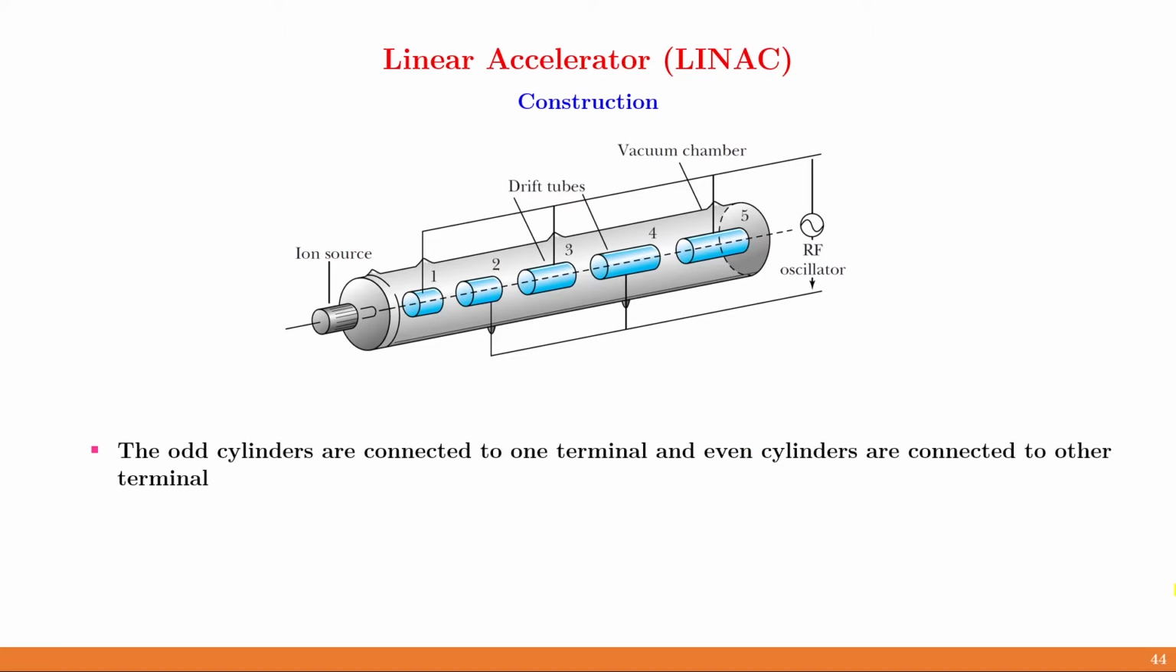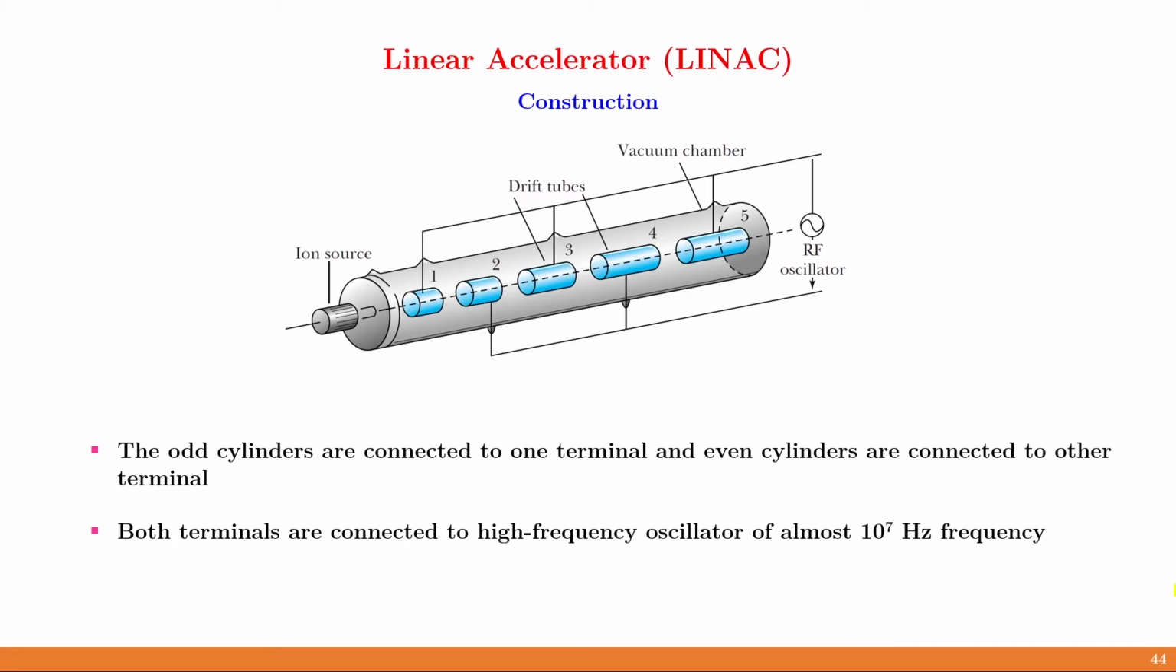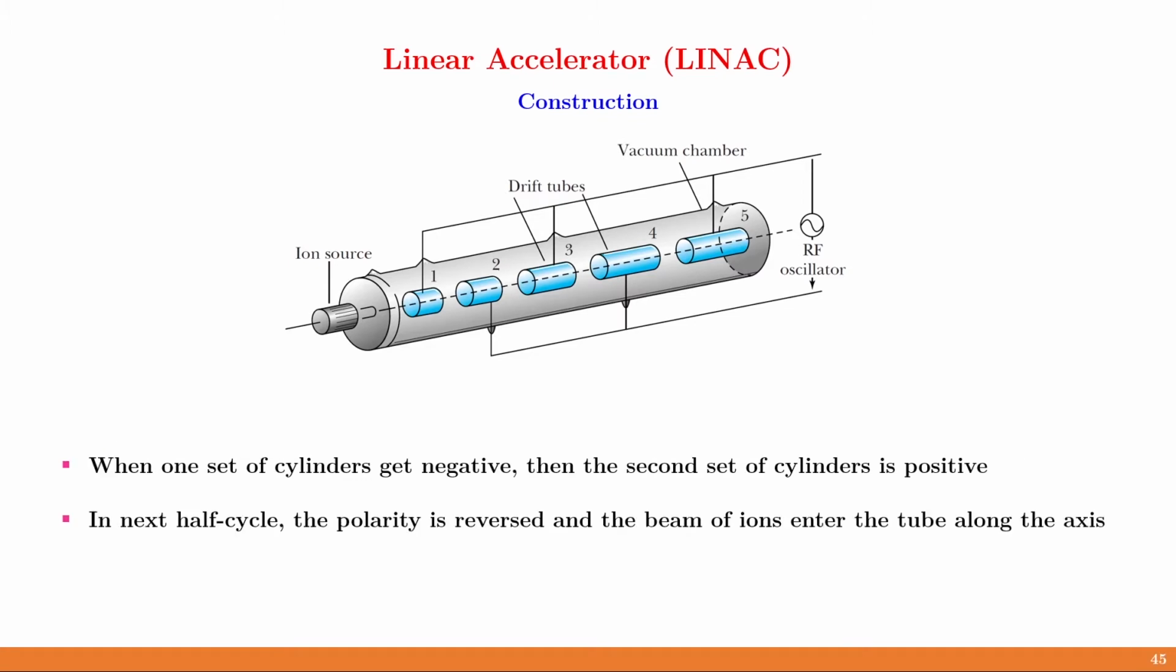All the odd cylinders are connected to one terminal, and even cylinders are connected to the other terminal. Both terminals are then connected to a high frequency oscillator of almost 10⁷ Hz frequency. And these cylinders are kept inside an evacuated glass chamber. When one set of cylinders gets negative, the second set of cylinders is positive. In the next half cycle, the polarity is reversed, and the beam of ions enters the tube along the axis.